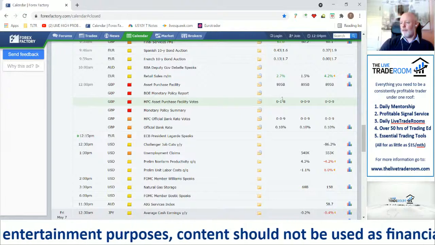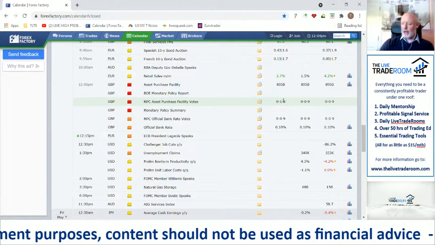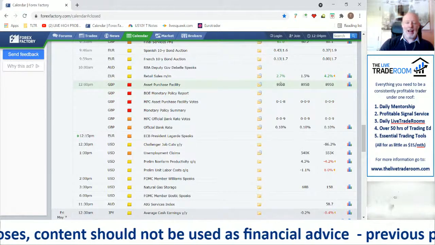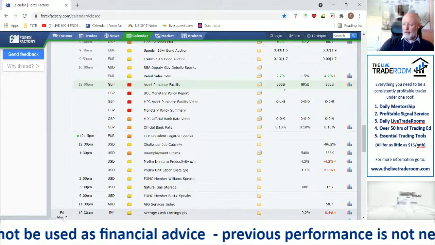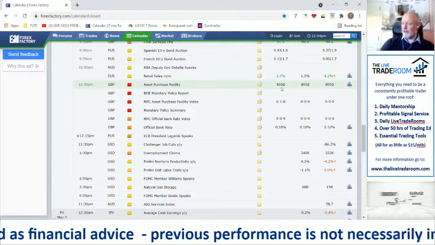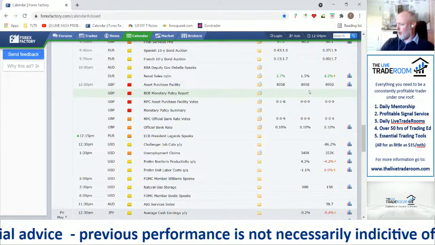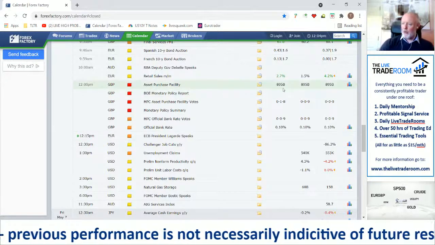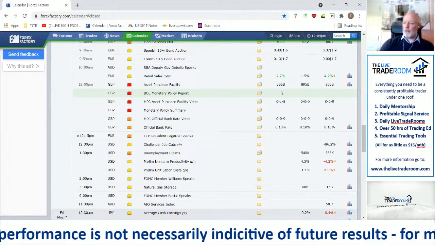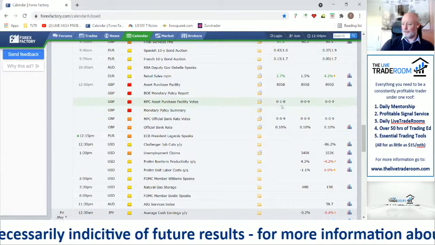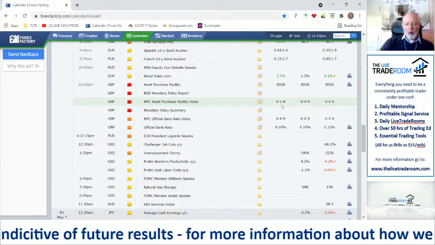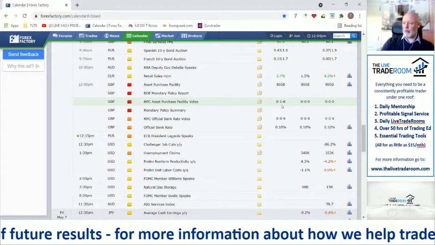We had one member vote to actually start that tapering process. So bringing this number from 895 billion down to 825, I believe. So we're talking about a 70 billion reduction in the asset purchase facility. So we're beginning to start that little tapering process.